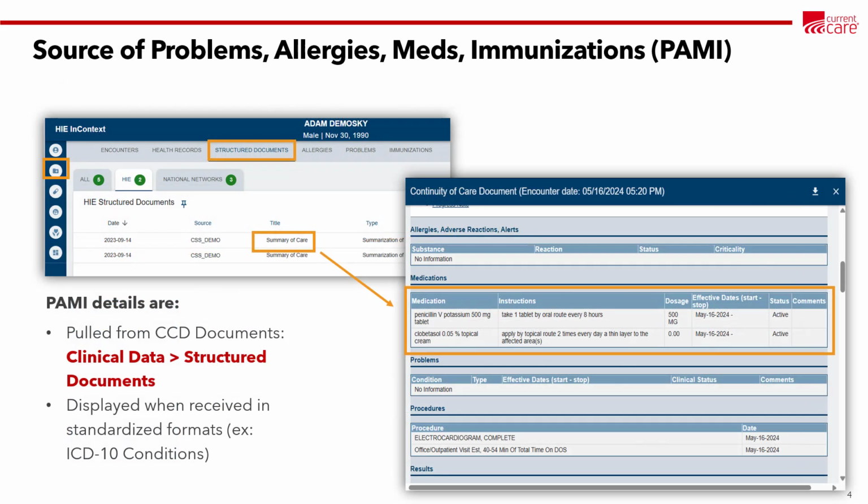PAMI details are pulled from Summary of Care documents called CCDs only if these details are provided using standardized formats such as ICD-10 for Problems. If you cannot find an item on the individual PAMI tabs, you might find it within these summary documents. Summary of Care documents are summarized by encounter and can be found under the Clinical Data Structured Documents tab. For example, if a medication was entered into an electronic health record as free text or another non-standardized format, it will be displayed in the structured document but will not be found on the Medications tab.